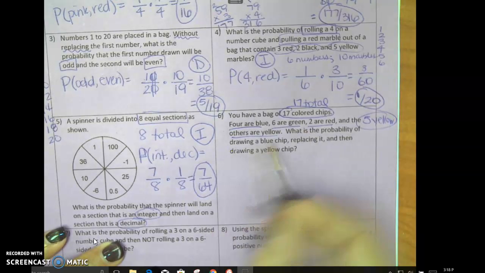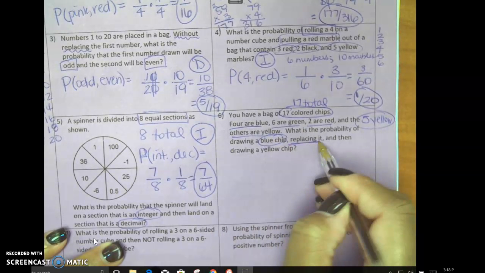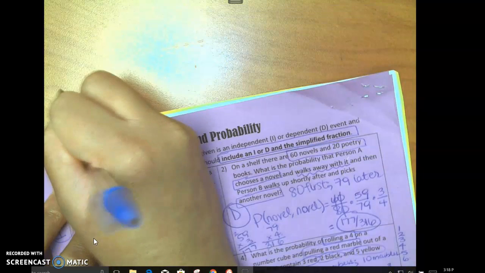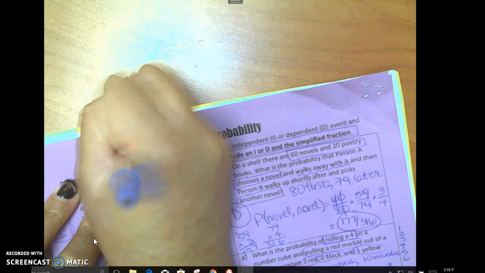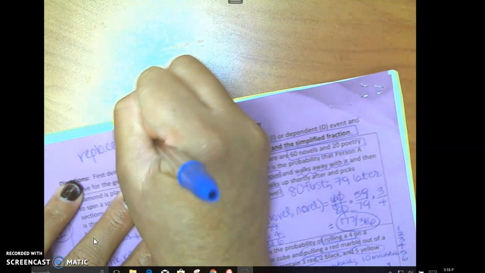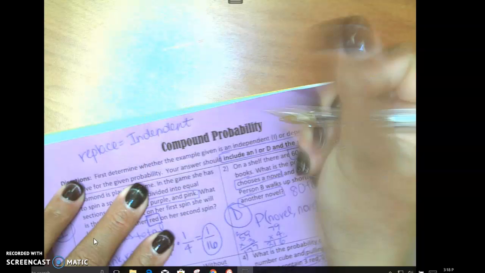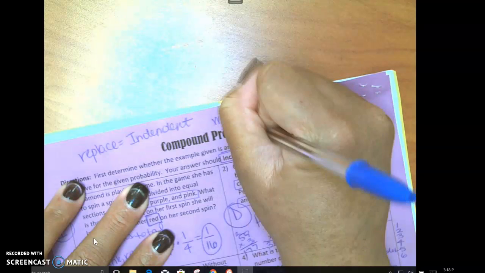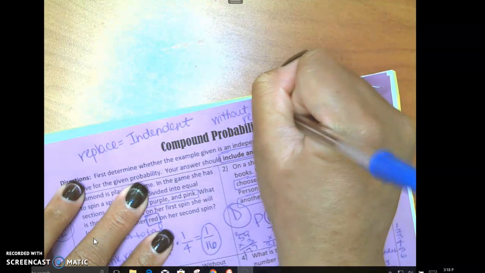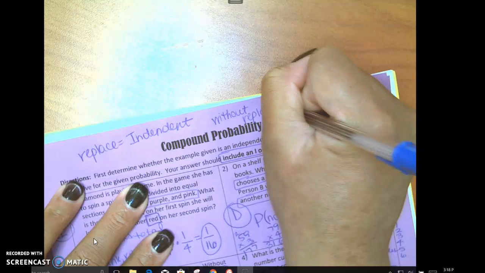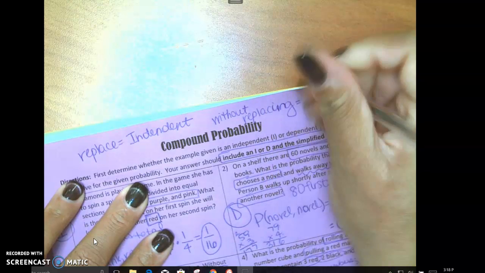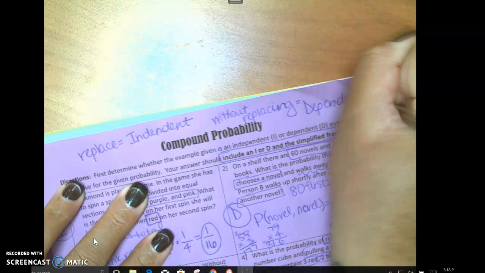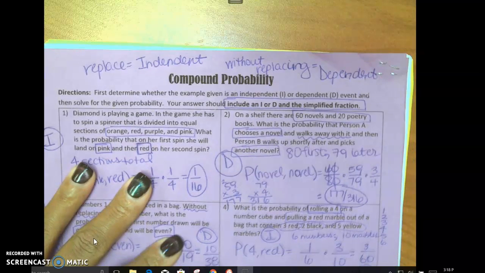What is the probability of drawing a blue chip, replacing it, and then drawing a yellow chip? Remember, if I replace, that is independent. If I don't replace, so without replacing, it affects the future events, which means it's dependent. Make sure you have that written down.